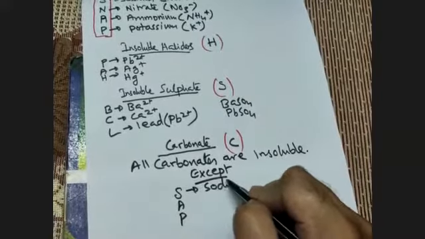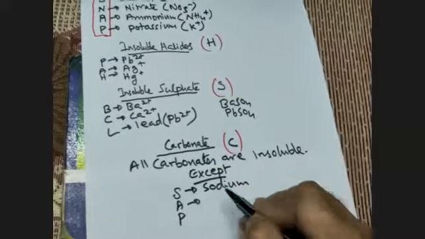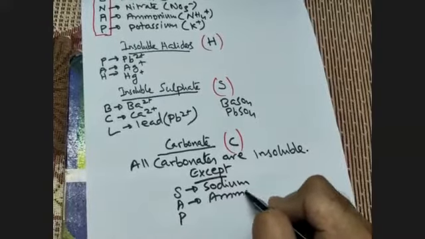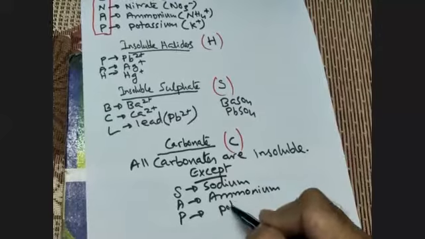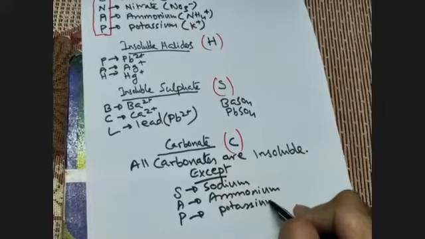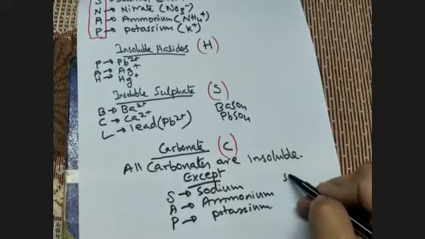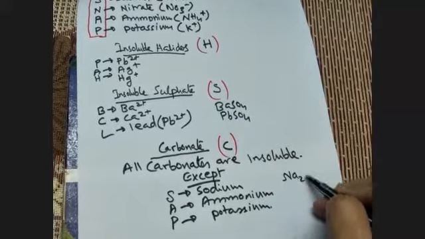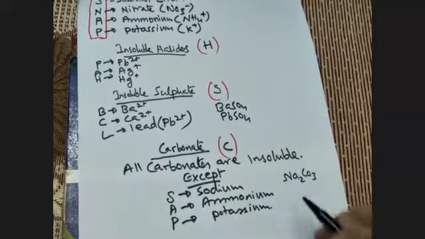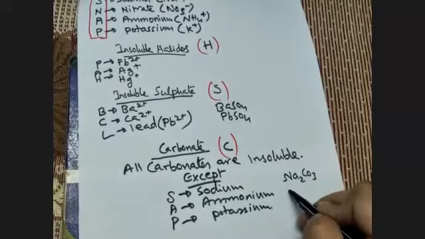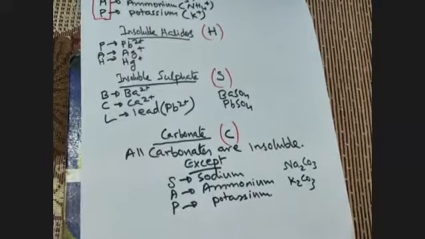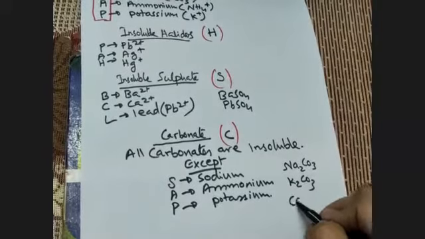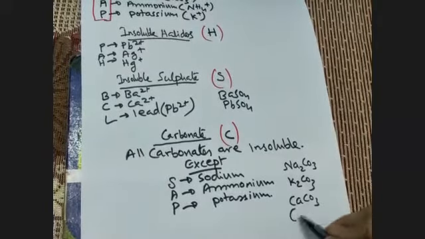এখন এইখানে SAPটা কি? Sodium, ammonium, A is for ammonium, and P is for potassium. বুঝলা? So suppose you have like sodium carbonate, so this is going to be soluble. You have like potassium carbonate, this is going to be soluble. But if you have calcium carbonate, this is insoluble.